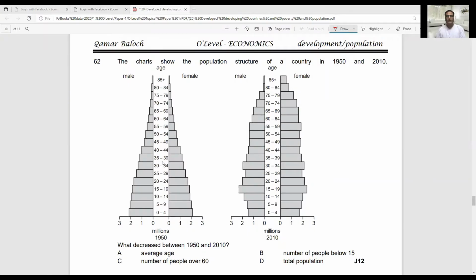And you can see the topic on the screen. Developed countries are basically the countries, the rich countries, and developing countries are the poor nations. And population changes due to changes in birth rate, death rate, as well as net migration.